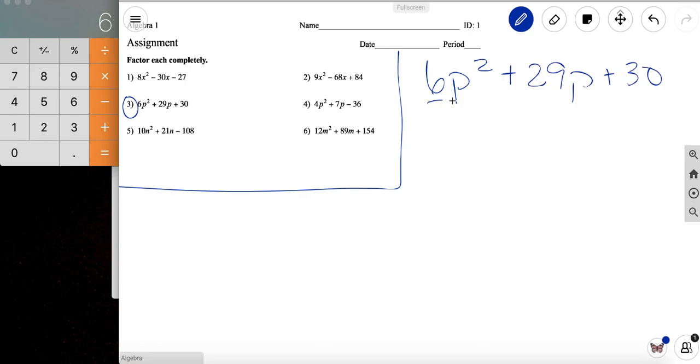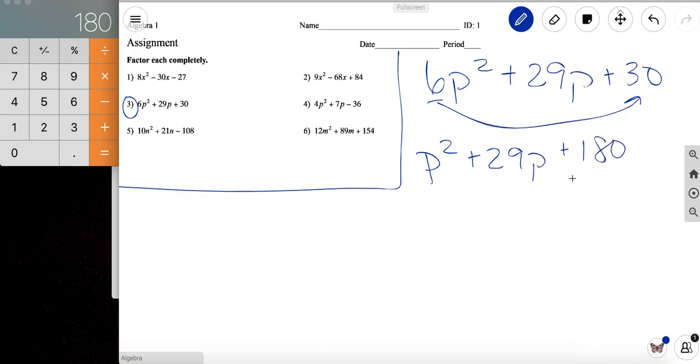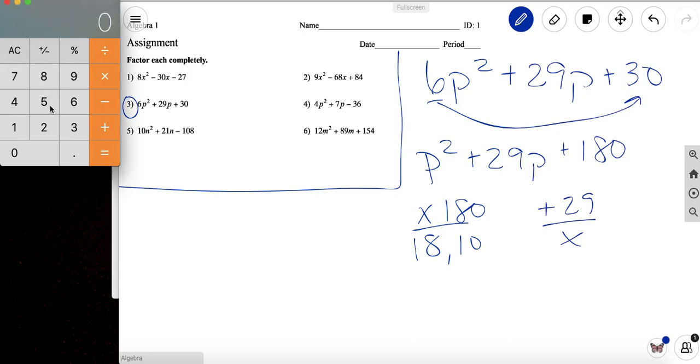Right, 6, swing it to the back. 6 times 30 gets me 180, so we get p squared plus 29p plus 180. Start thinking of multiples that multiply to get me 180, but add to get me 29. So I start doing guess and check. I do 180 divided by 18, 18 and 10. Does that add to get me 29? It does not. We're close. We're at 28, but not 29. So we gotta keep going.